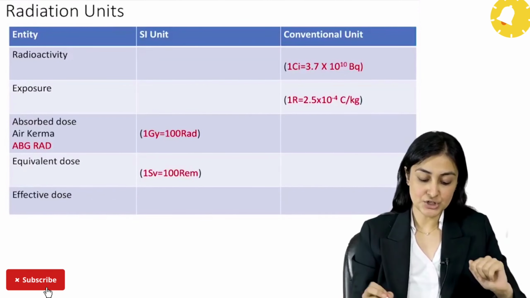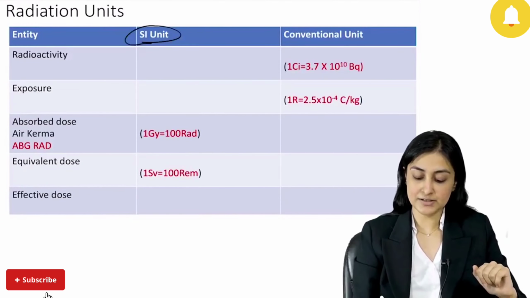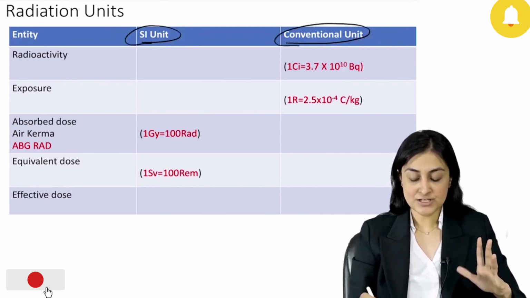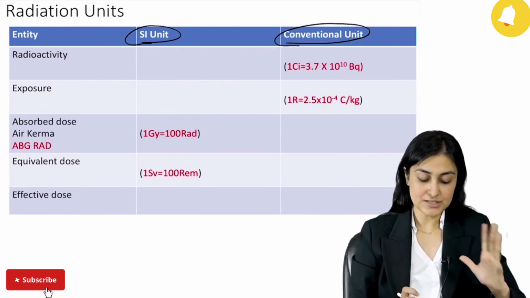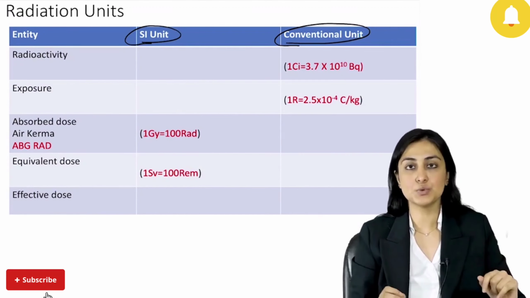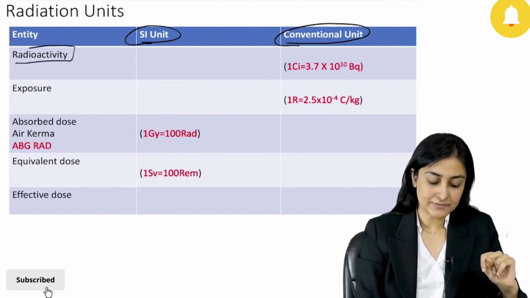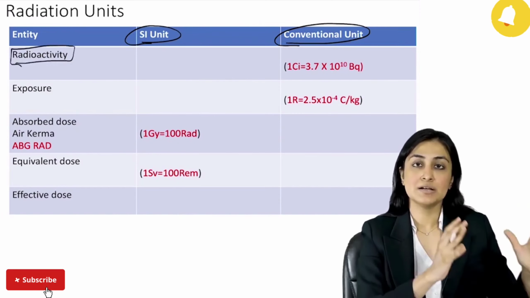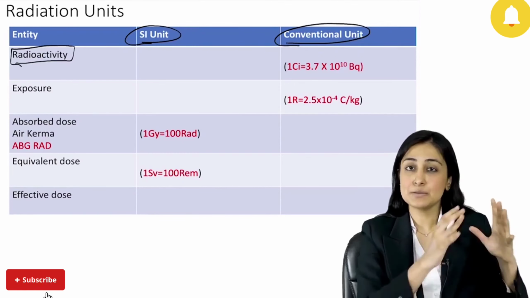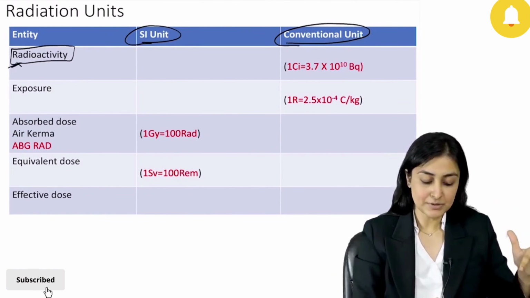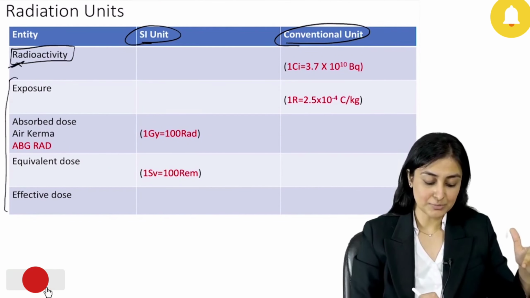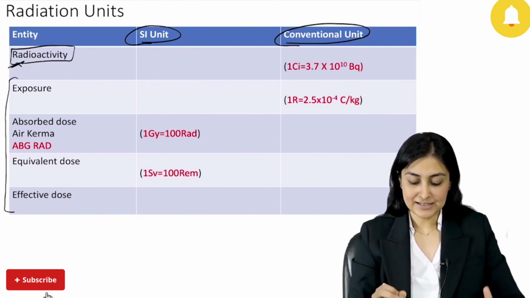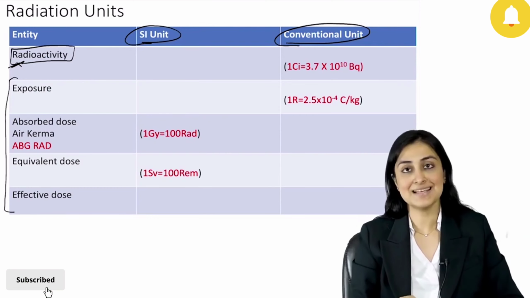So all of these radiation units can be divided into the standard international unit and the conventional unit. So we'll have various tricks which will help you remember this. So there are these 5 entities that we need to remember the units for. First is radioactivity. Now, radioactivity is a different concept. It's something that deals with radioactivity, radiotherapy, nuclear medicine. So, we'll keep this separate, and then we have all the others which are going to be dealing with our general diagnostic radiation.